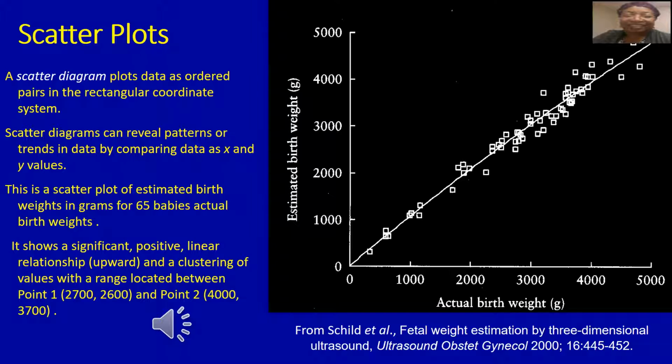Scatter plots. A scatter diagram plots data as ordered pairs in the rectangular coordinate system. Scatter diagrams can reveal patterns or trends in data by comparing data as X and Y values. This is a scatter plot of estimated birth weights in grams for 65 babies' actual birth weights.